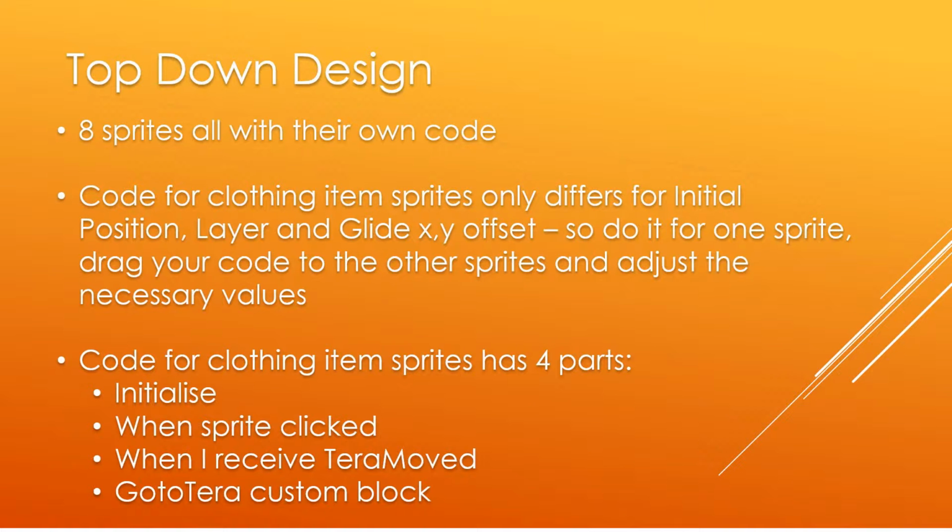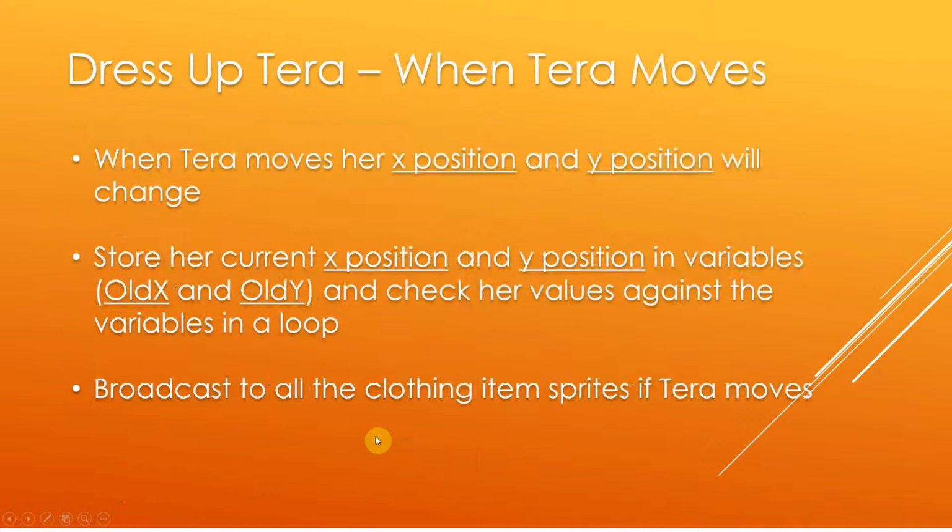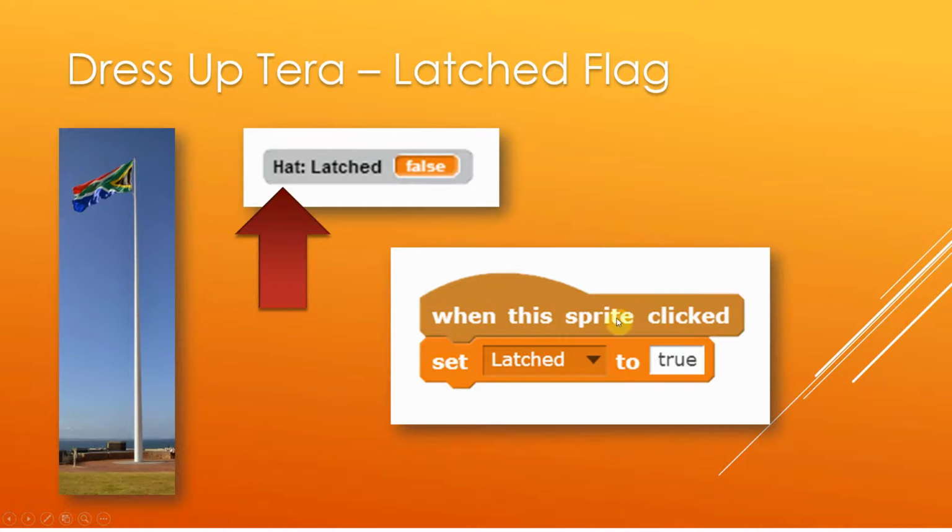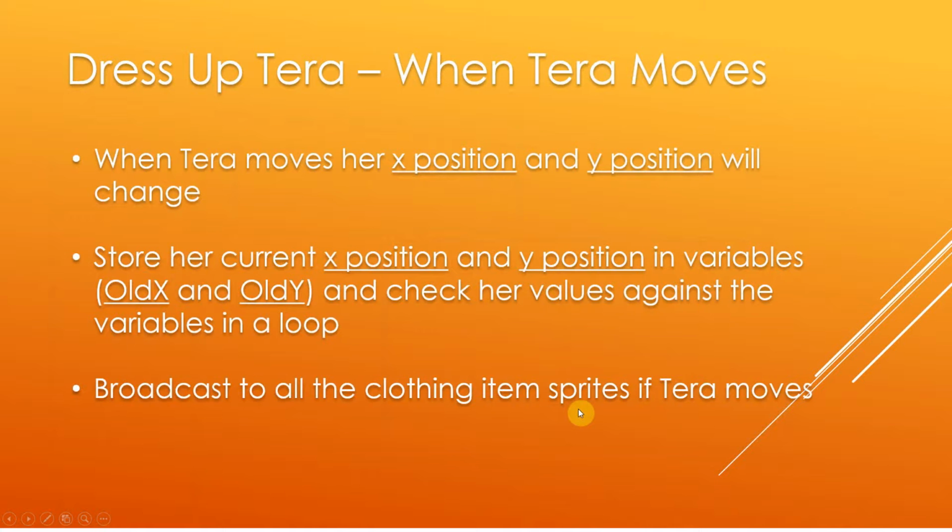Okay, so we can do the code for one of the clothing items, copy it onto the other sprites that are clothing items, change a few values, and hey presto, we've got that code done. Alright, but on each clothing item sprite there are 4 parts. There's an initialize part, which happens when we run the program. There's a sprite clicked part, which we saw already over here. Okay, there's a few more code blocks that go underneath this.